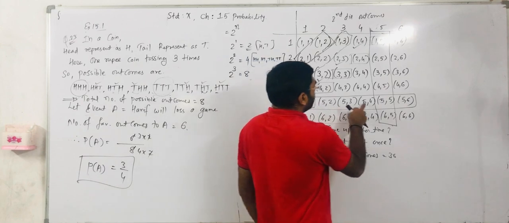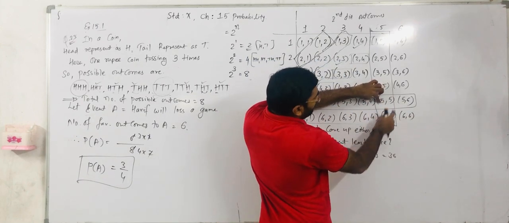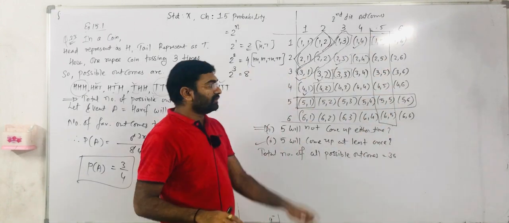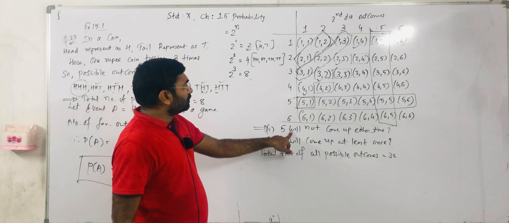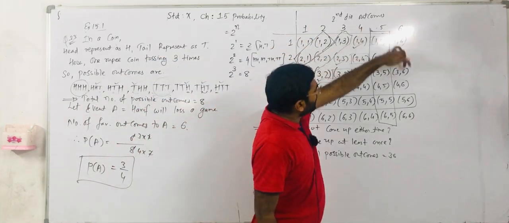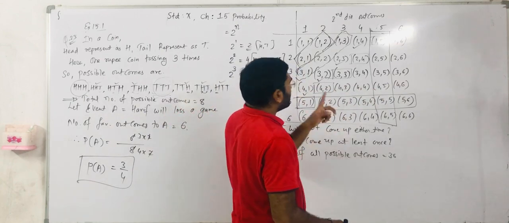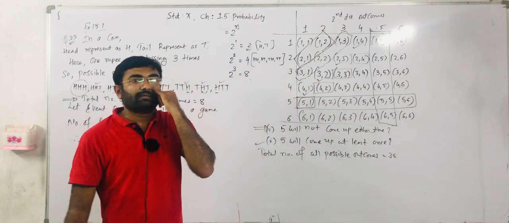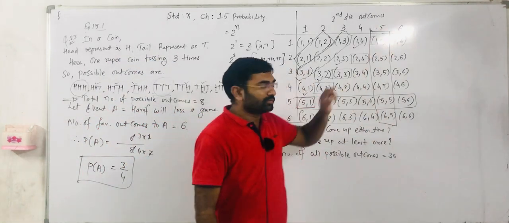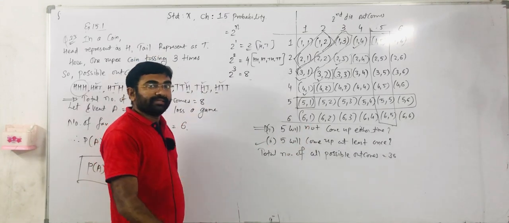So 1, 2, 3, 4, 5, 6. Those outcomes we consider in a row. 7, 8, 9, 10, 11. So there are 11 outcomes in which we get the 5. But we have to find where 5 will not come up, so in all those outcomes we are not getting a 5. From the 36, there are 11 outcomes in which we get the 5, so we subtract those 11 from 36. The remaining outcomes are those in which the 5 will not come up either time.